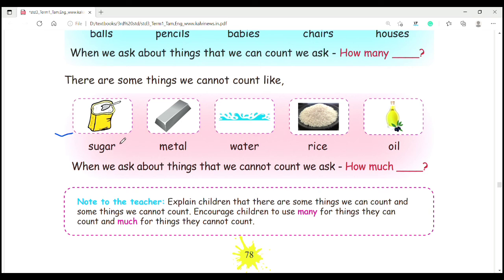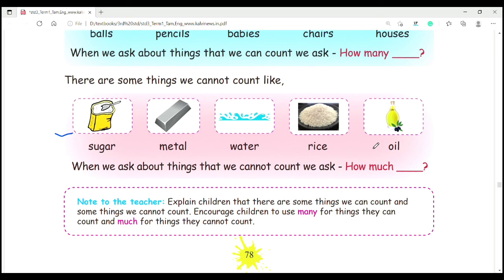நோ, ரைட்? தென் மெட்டலும் நம்மளால் கவுண்ட் பண்ண முடியாது. கேன் வி கவுண்ட் வாட்டர்? கேன் வி கவுண்ட் ரைஸ்? இப்போ கொஞ்சம் ரைஸ்னால் ரொம்ப நேரம் எடுத்து கவுண்ட் பண்ணிடலாம். இப்போ ஒரு பேக் ஃபுல்லாக கொடுக்குறாங்கன்னா கேன் யூ கவுண்ட் தட்? இஸ் இட் பாசிபிள்? நோ, ரைட்? Then can we count an oil? No. So count பண்ண முடியாத objects. That is when we ask about things that we cannot count.